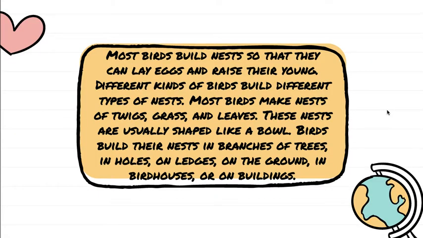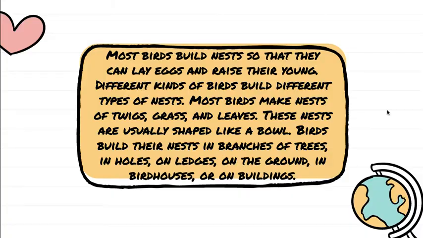All right, let's go ahead and read together. Most birds build nests so that they can lay eggs and raise their young. Different kinds of birds build different types of nests. Most birds make nests of twigs, grass, and leaves. These nests are usually shaped like a bowl. Birds build their nests in branches of trees, in holes, on ledges, on the ground, in birdhouses, or on buildings. Lots of different types of materials, lots of different types of places too.